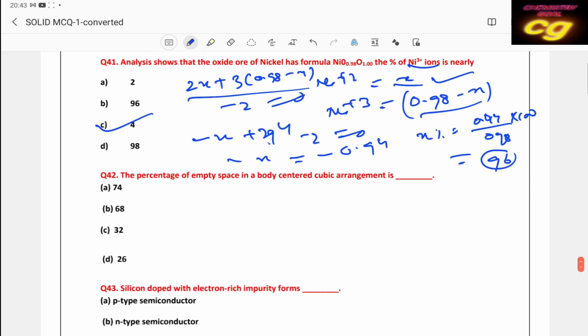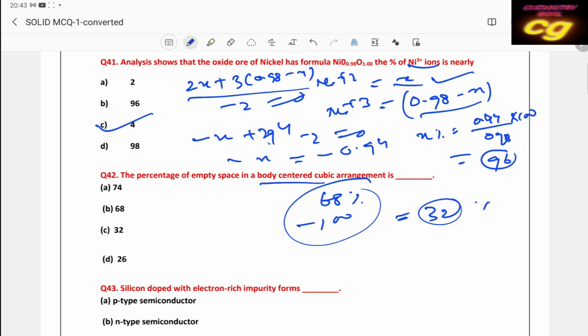Now the percentage of empty space in body centered cubic, BCC. Here 68% is the volume occupied. So the vacancy is how much? 100 minus 68, so the answer is 32%. You deduct 68% from 100, then the vacancy will be 32%. So the answer is C.